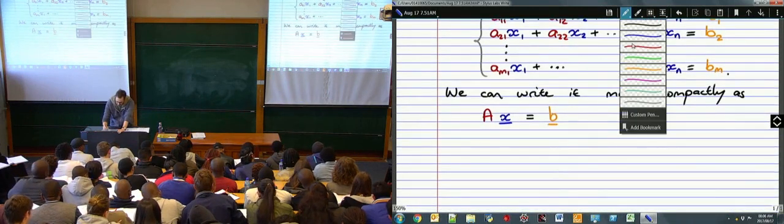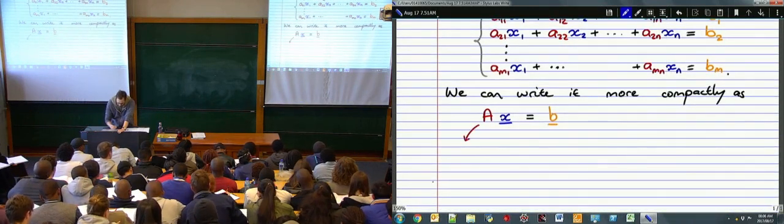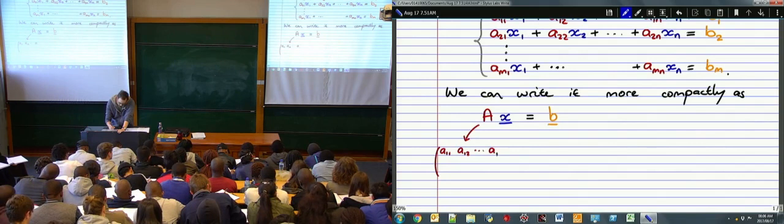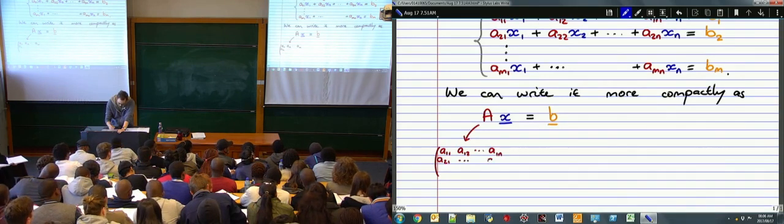where this matrix A over here is a matrix whose entries are going to be A11, A12, A1n, A21, and so on, A2n.